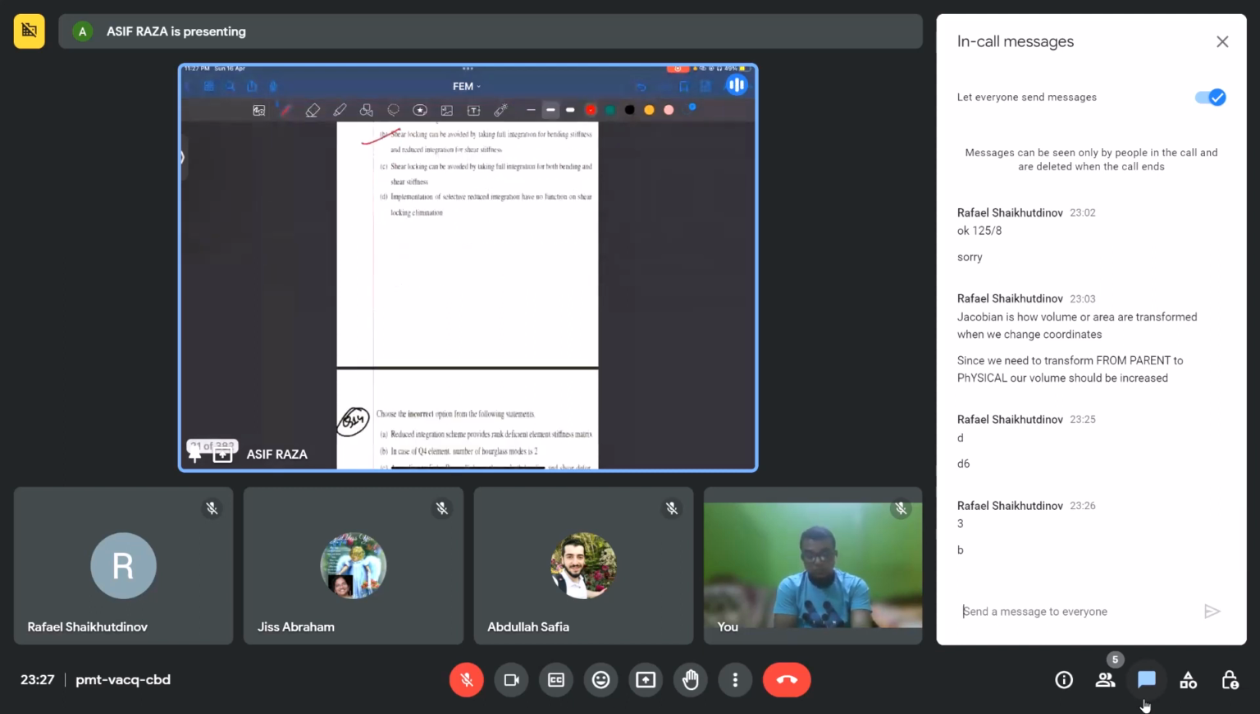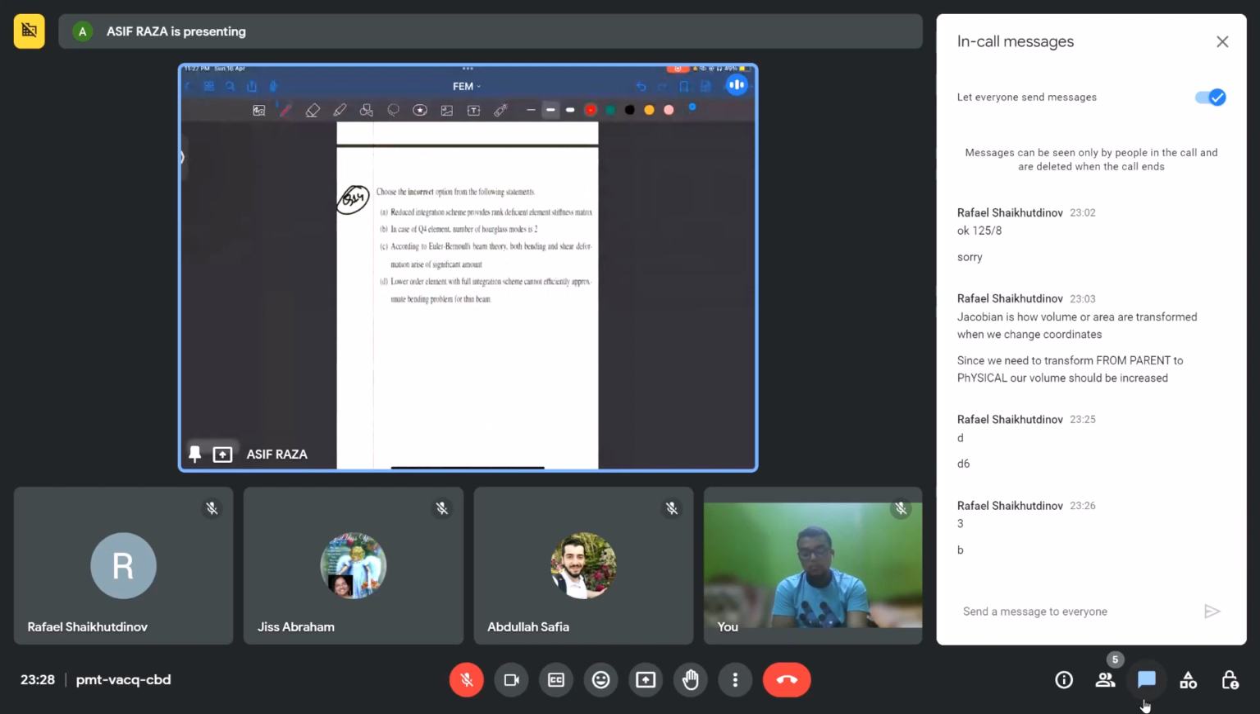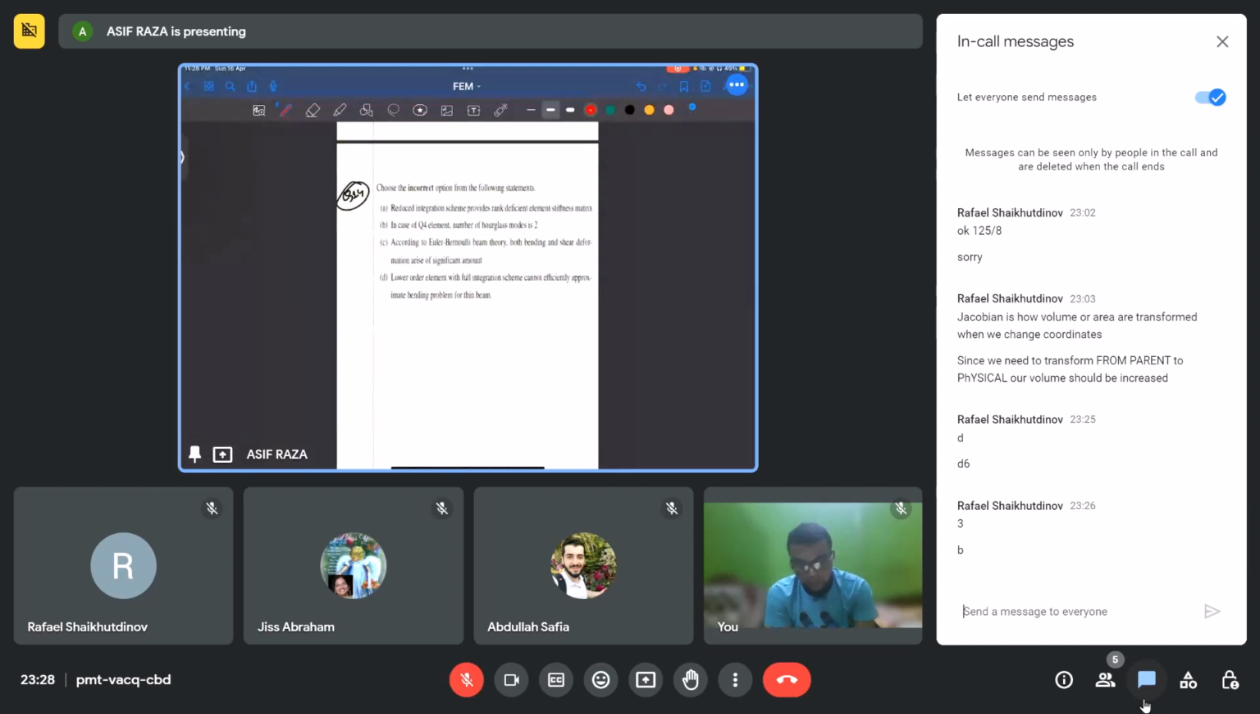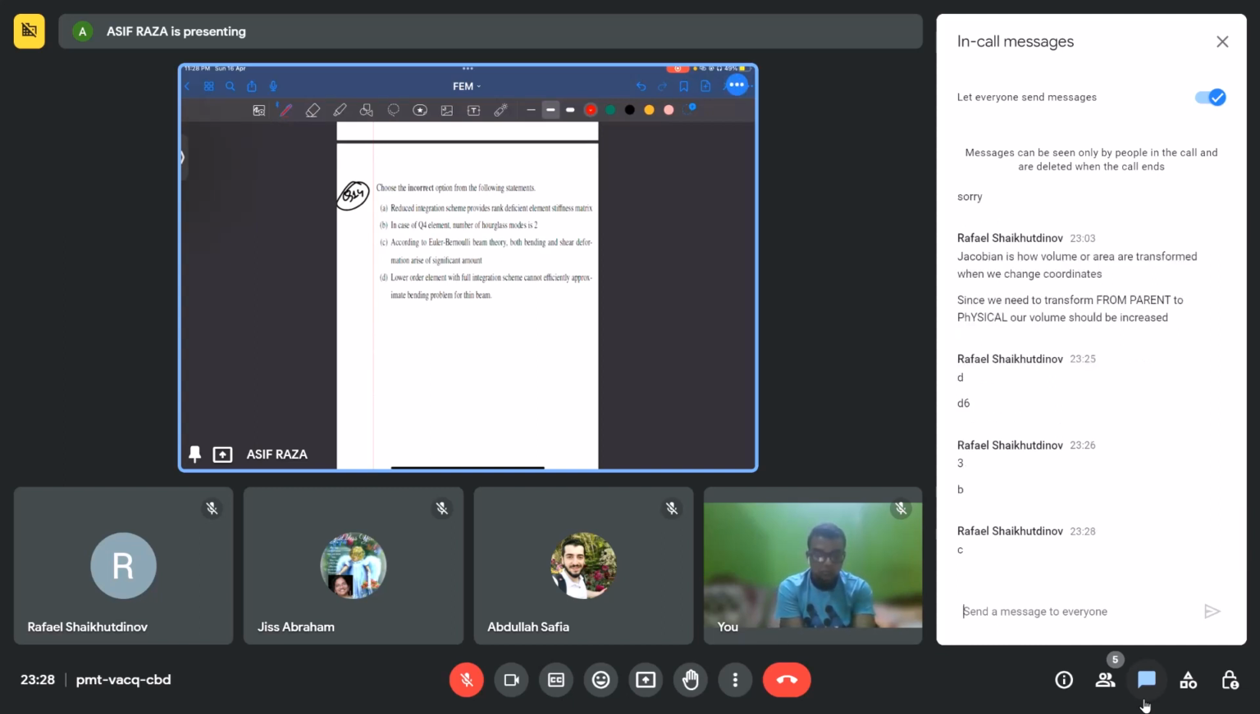Fourth question regarding assignment 11. The question is, choose the incorrect option from the following statements. First statement is reduced integration scheme provides a rank deficient element stiffness matrix. Second statement is in case of Q4 element the number of hourglass modes is 2. Third is according to Euler Bernoulli both bending and shear deformation arise in a significant amount. And fourth is lower order element with full integration cannot efficiently approximate bending problems of a thin beam.